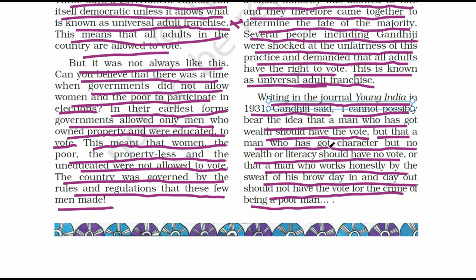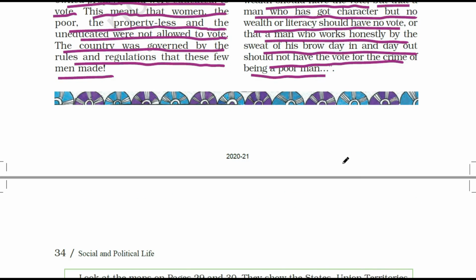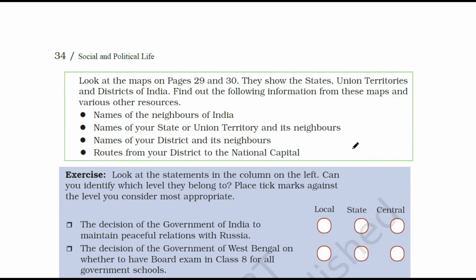So Gandhiji says, why should only the rich or the literate have a vote, whereas a man who has got character but no wealth or literacy should have no vote? He's simply saying, why should a person who is not educated or literate not have voting rights? So he claims that everybody should have a voting right. That's what this paragraph talks about.